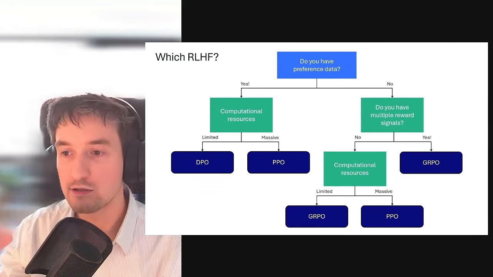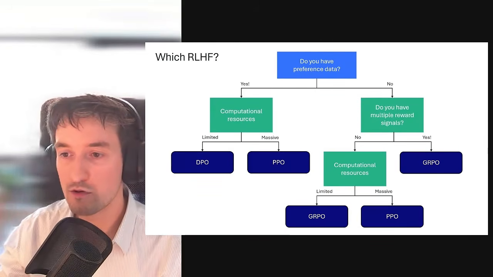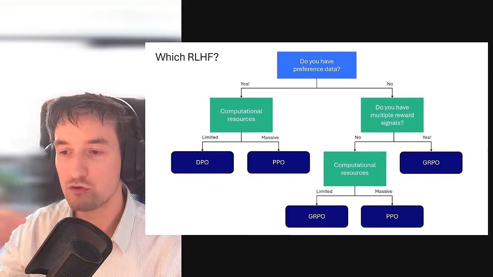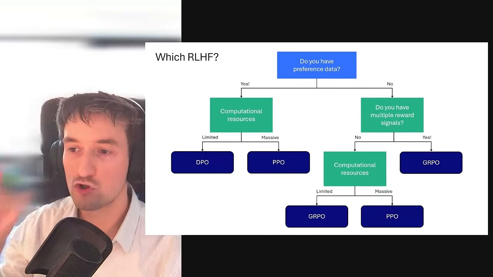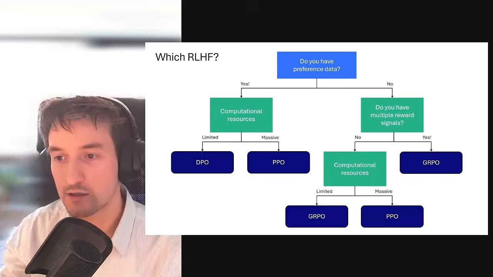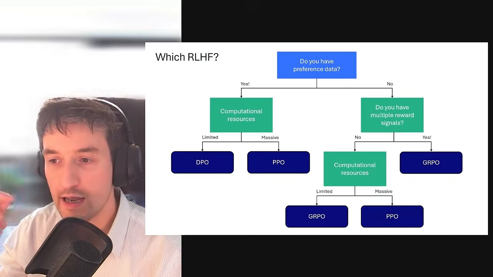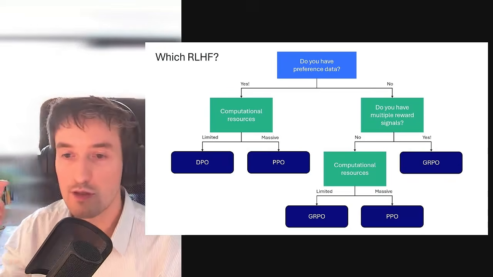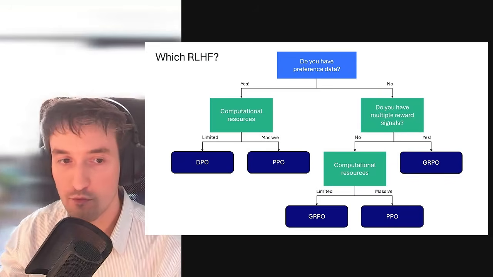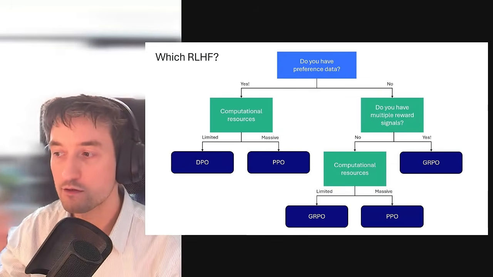DPO is excellent if you want to create a model that is good at chatting with a user, because what you're going to teach the model is a static data set of chosen answers and rejected answers. And this is great because it requires less computational resources, and it will give you 95% or more of the performance. So DPO, if you want to create a chatbot, it's excellent.